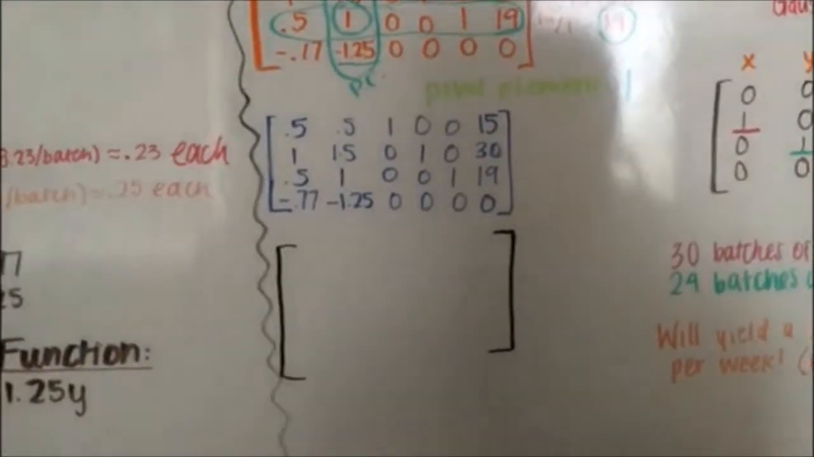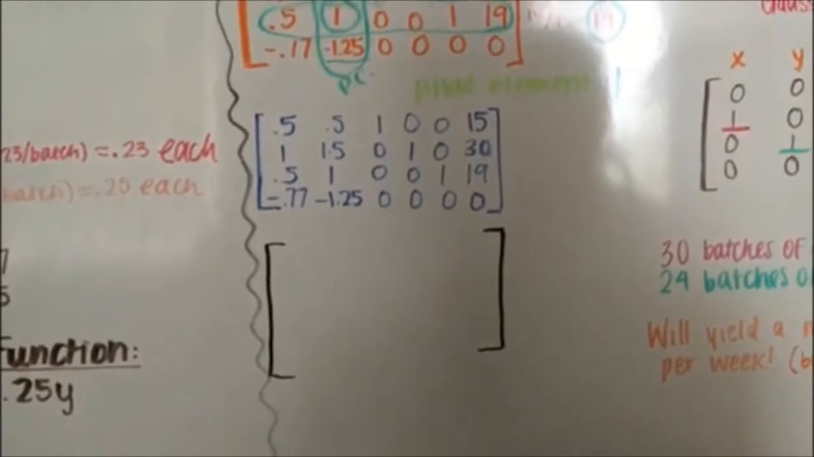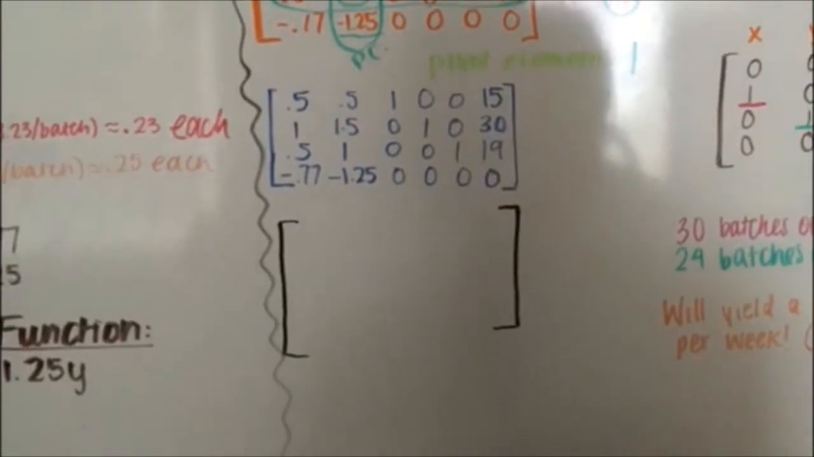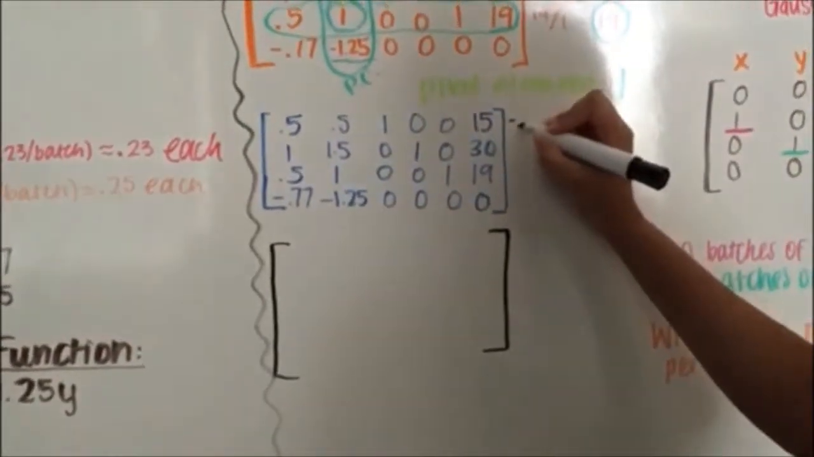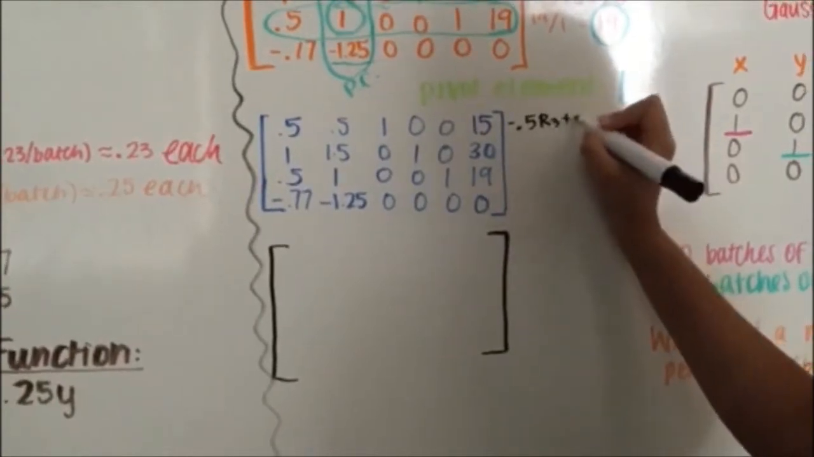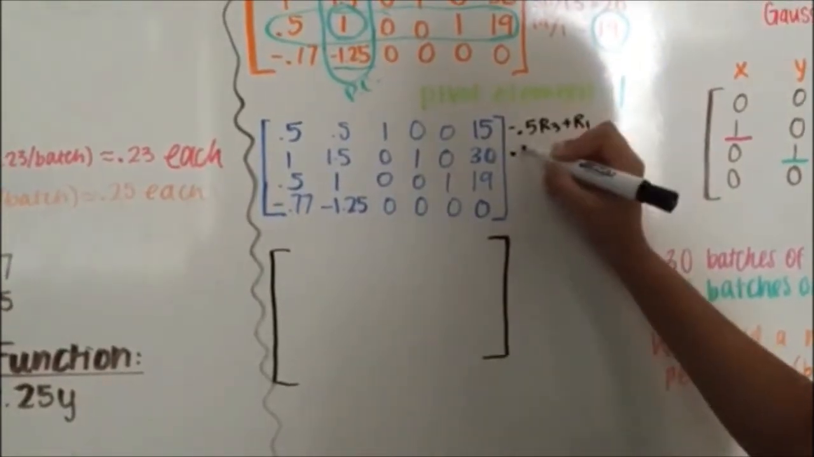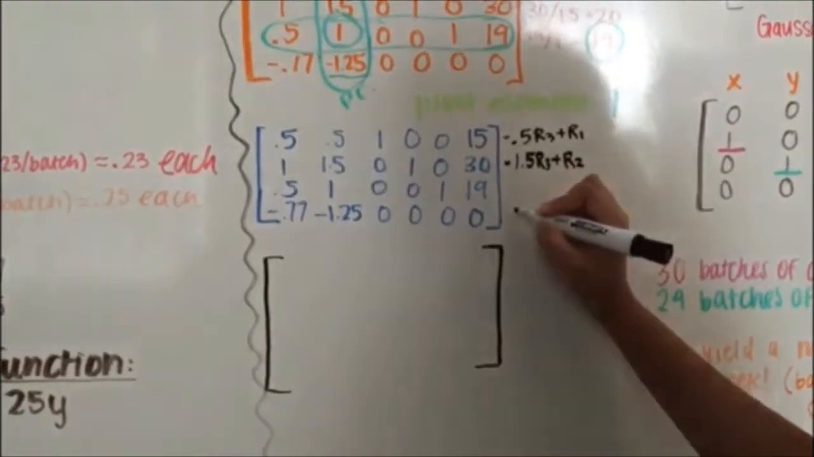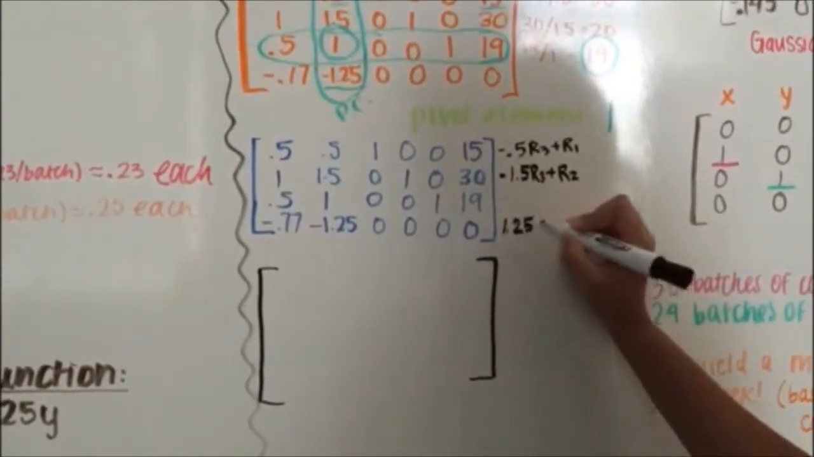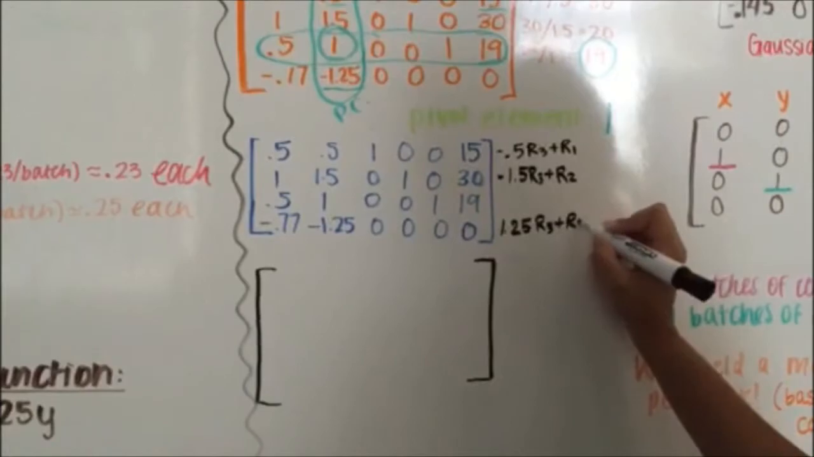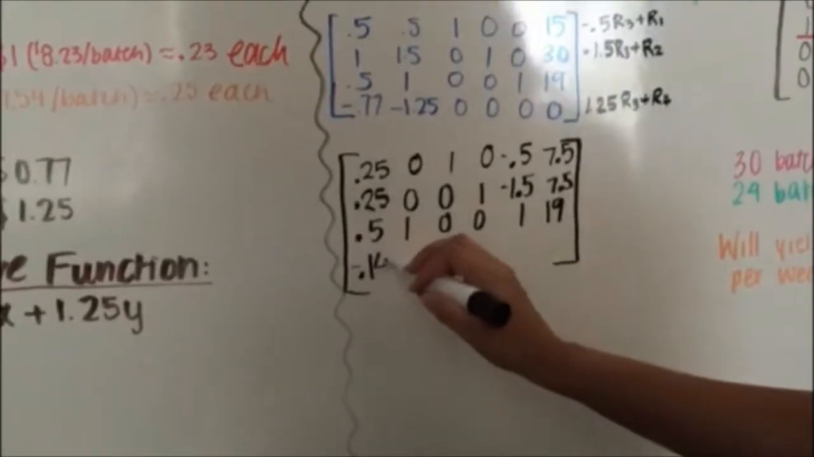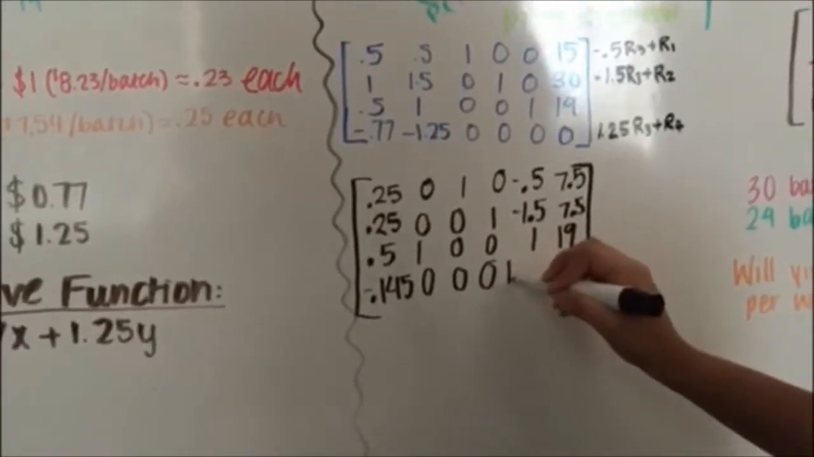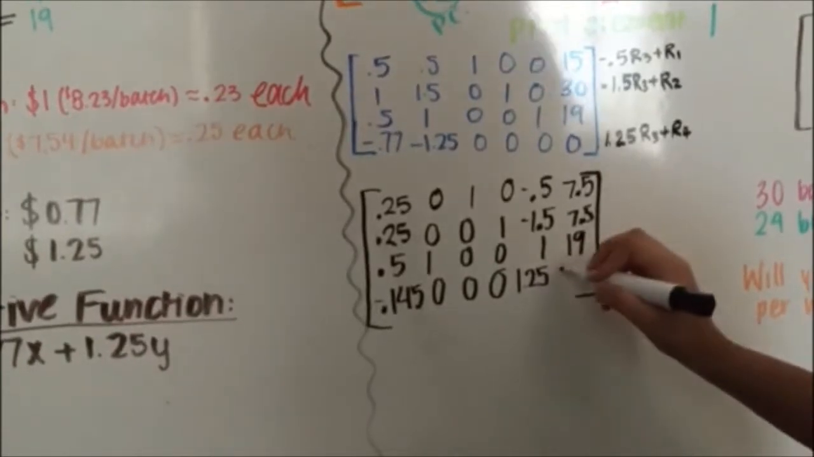We are doing Gaussian elimination to make all of the elements in the pivot column besides the pivot element 0. In order to do this, we must do the following. We will add negative 0.5 R3 plus R1. We will add negative 1.5 R3 plus R2. And we will add 1.25 R3 plus R4. Thus, by doing these operations, we get the following matrix.